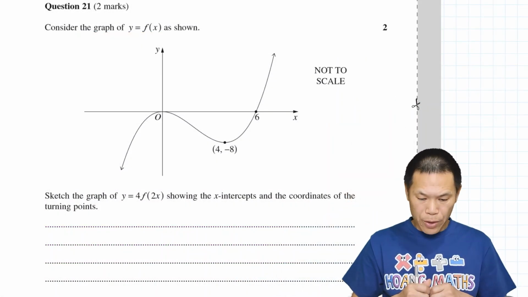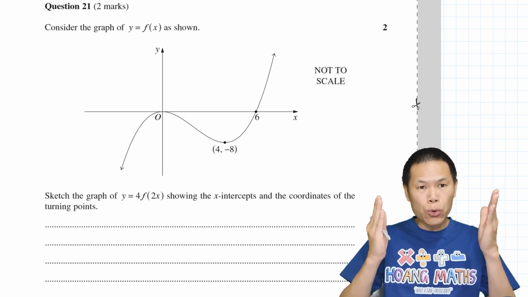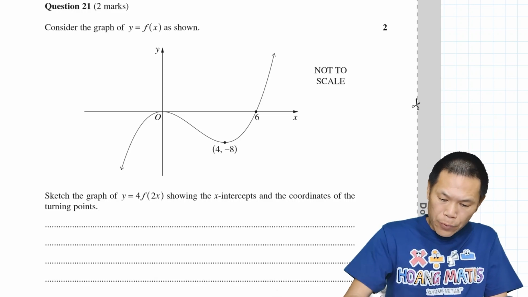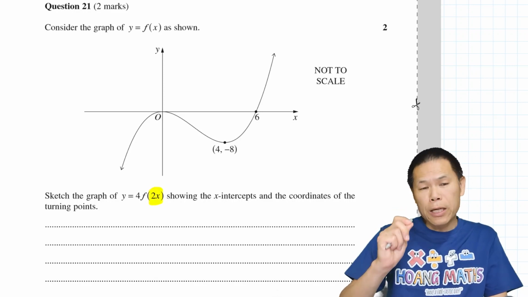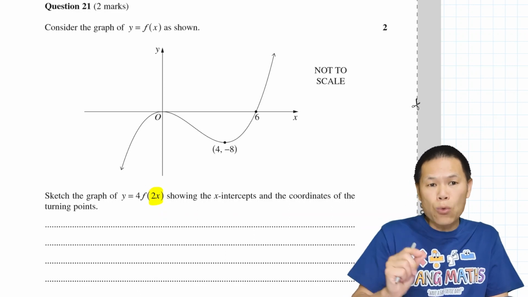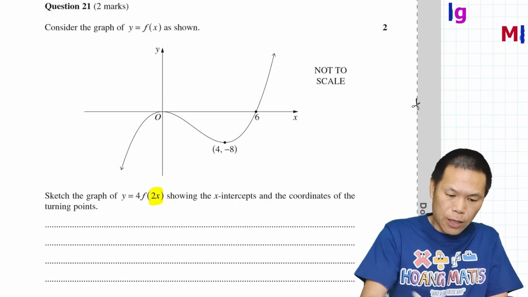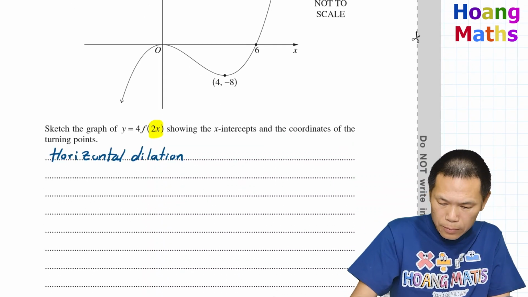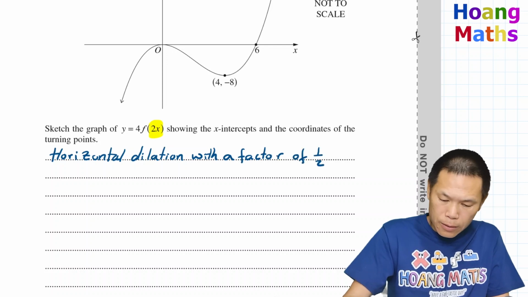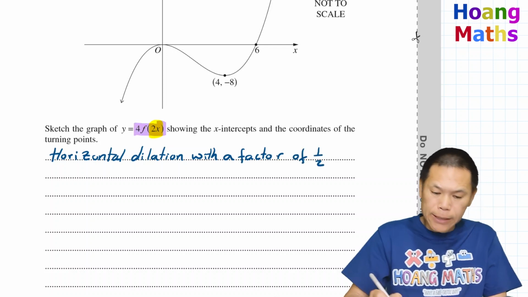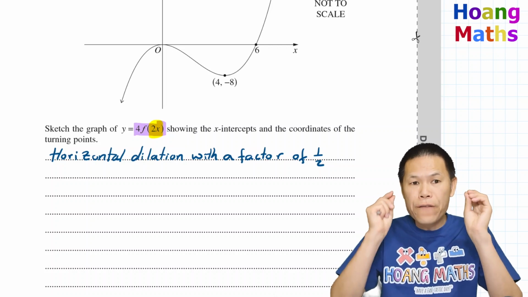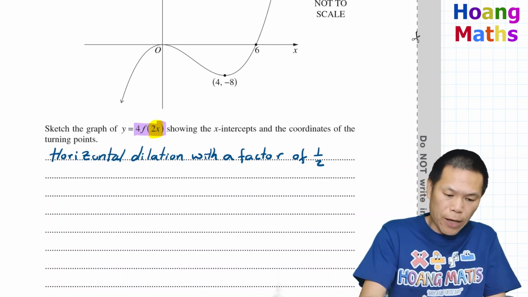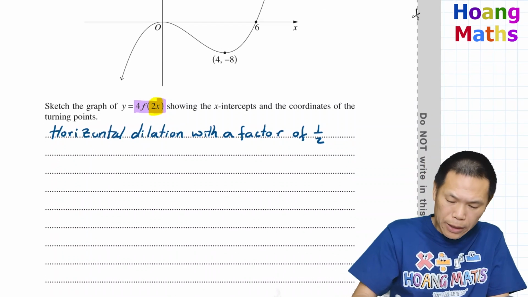Question 21. So y is equal to 4f of 2x. First of all, we know that f of 2x means it is a horizontal dilation with a factor of a half. So let me just write this down. And for 4f of x, that means it is a vertical dilation with a factor of 4. So 4 times f of x, that means 4 times y, if you like.